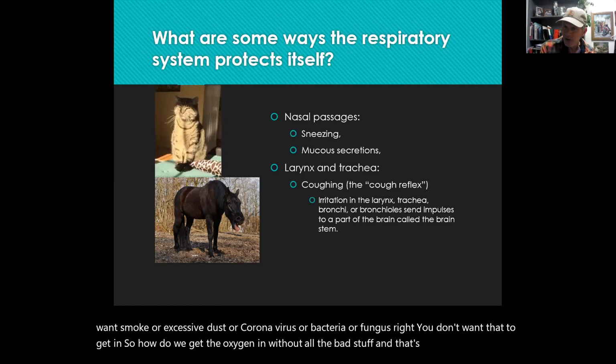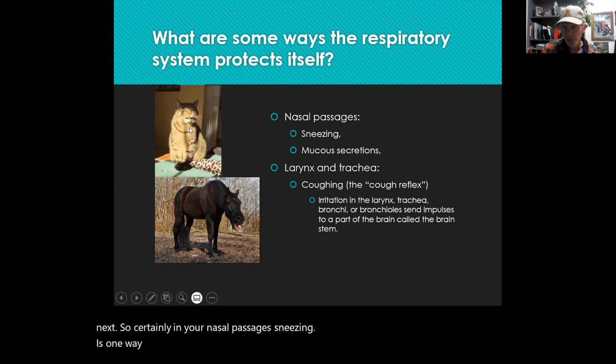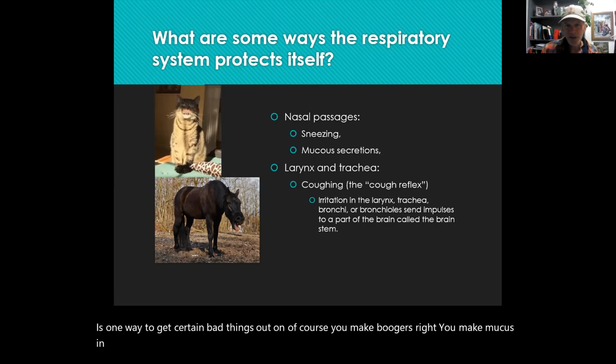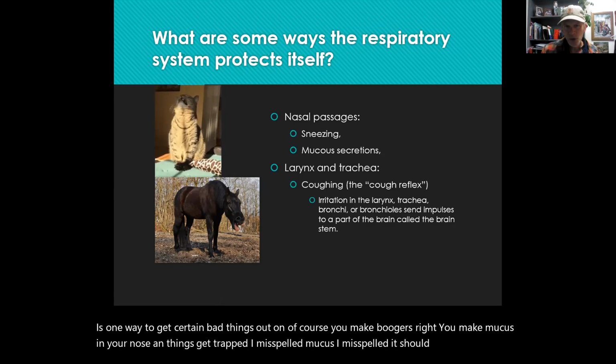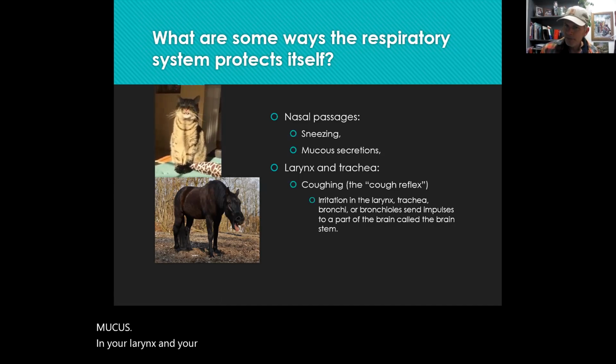So certainly in your nasal passages, sneezing is one way to get certain bad things out. And of course, you make boogers, right? You make mucus in your nose and things get trapped. I misspelled mucus. It should be spelled M-U-C-U-S. In your larynx, in your trachea, you have what's called coughing.